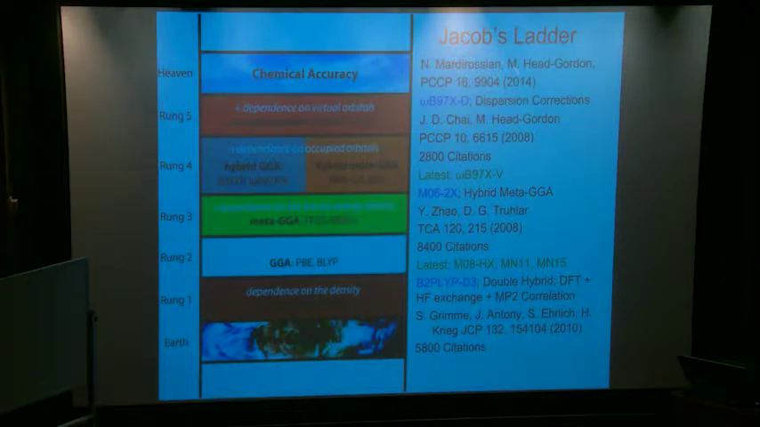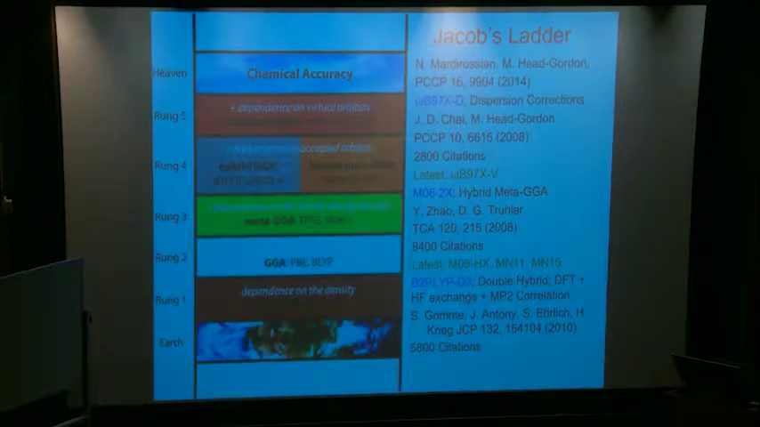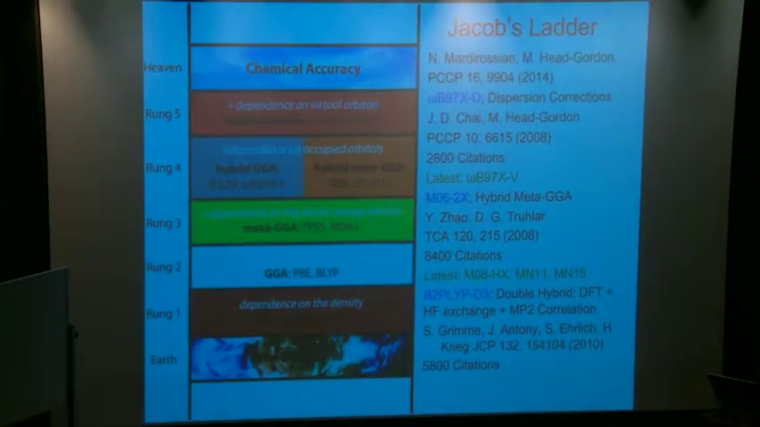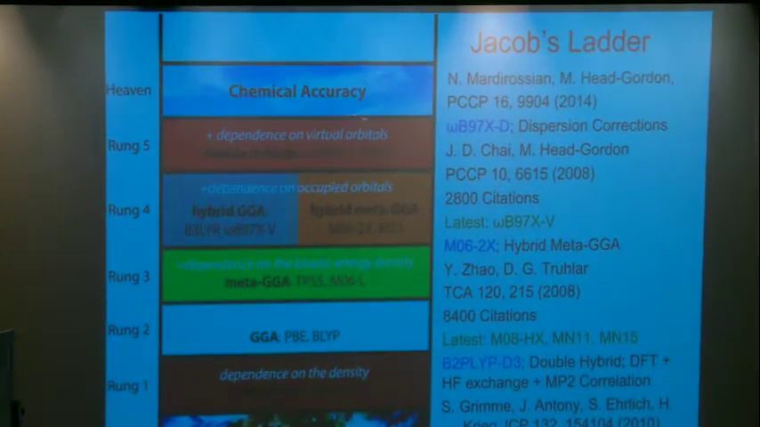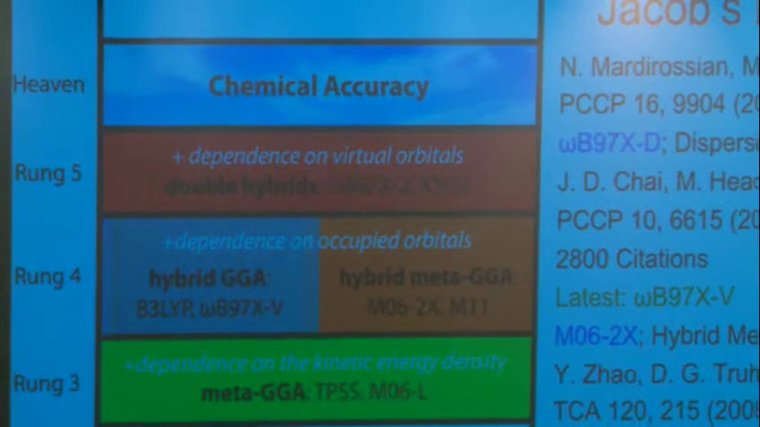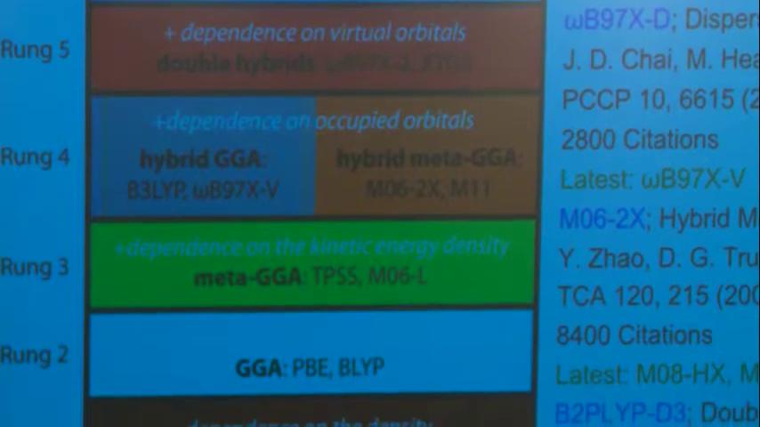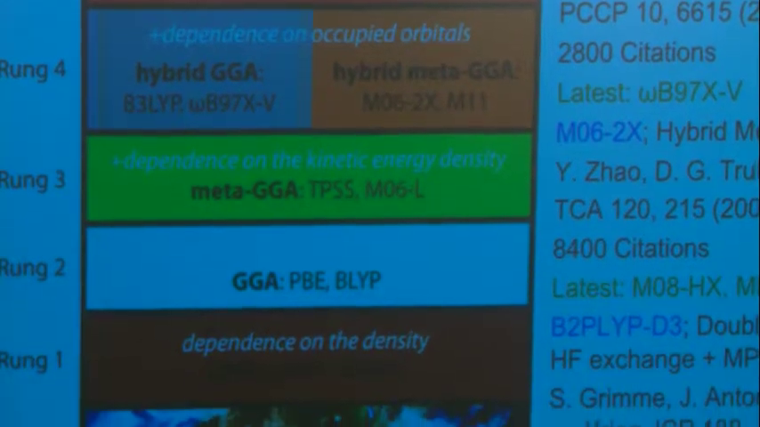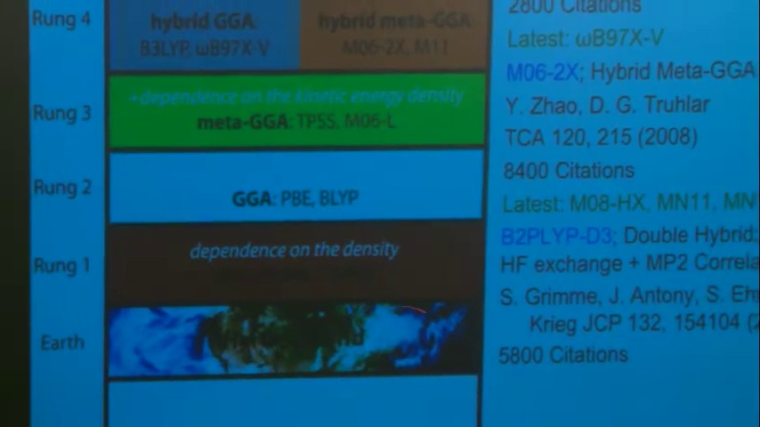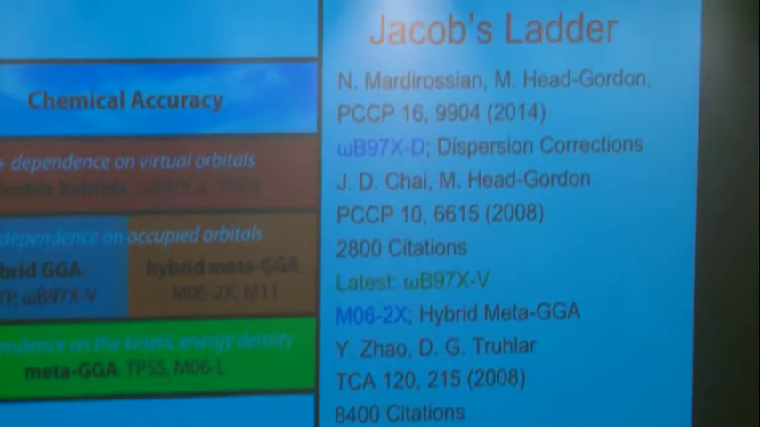In this plot, this is from Martin Head-Gordon, they call the heaven chemical accuracy. Chemical accuracy means accurate to within 1 kcal per mole. I don't think that's heaven. I think that's maybe somebody's old view of heaven. We can do a lot better than that nowadays with lots of things. And even density functional theory is getting beyond that for a lot of aspects. But anyways, you get the point. You're trying to go from Hartree-Fock down here on Earth up to really high accuracy with better and better density functionals.